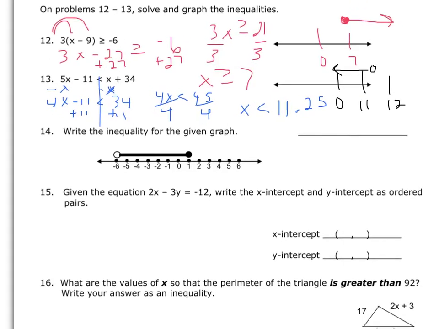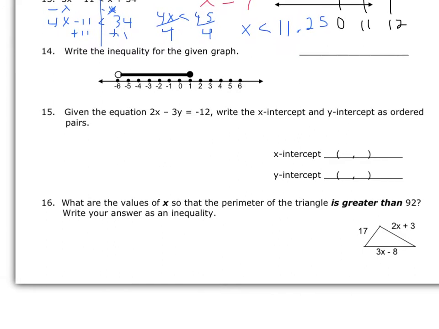All right, number 14, write the inequality for the given graph. All we're doing is we're saying that all of the values of x, or whatever letter we're picking, are between these two numbers. Right, so everything in between we need to count. Right here, I see an open circle, and right here is a closed circle, so not equal to, equal to. And this is a compound inequality. We'll write it like this.